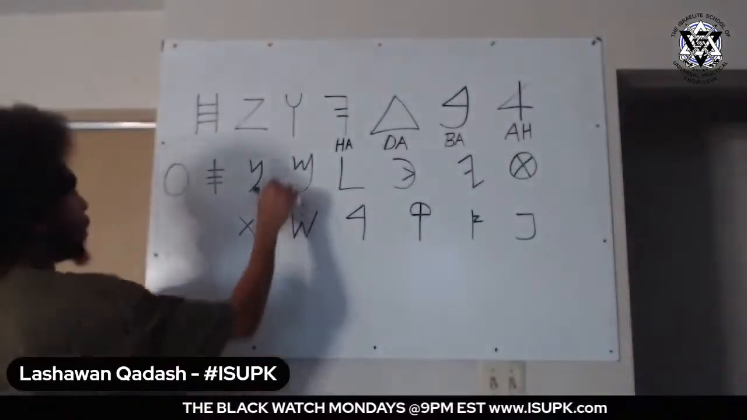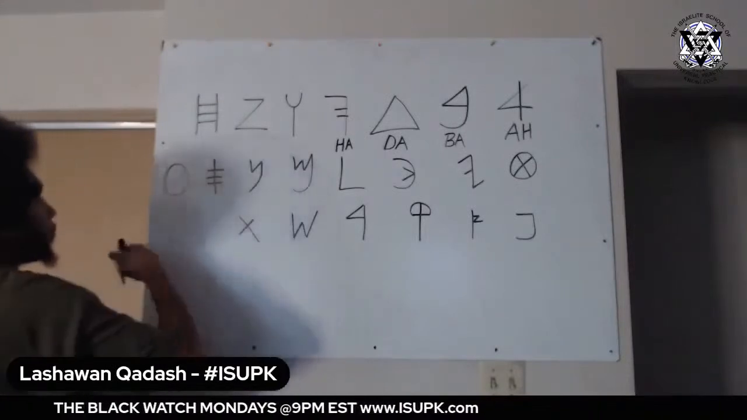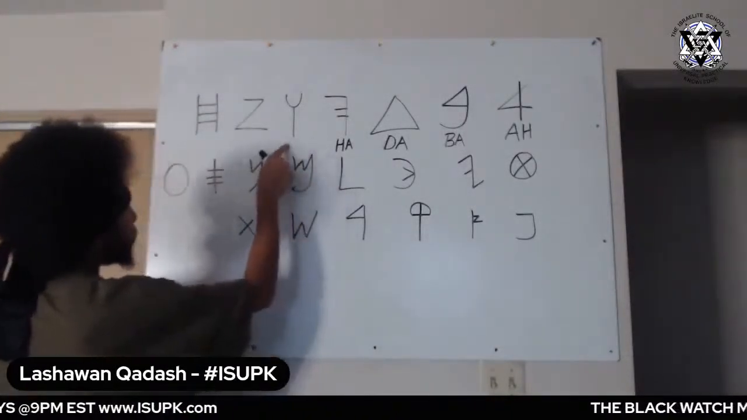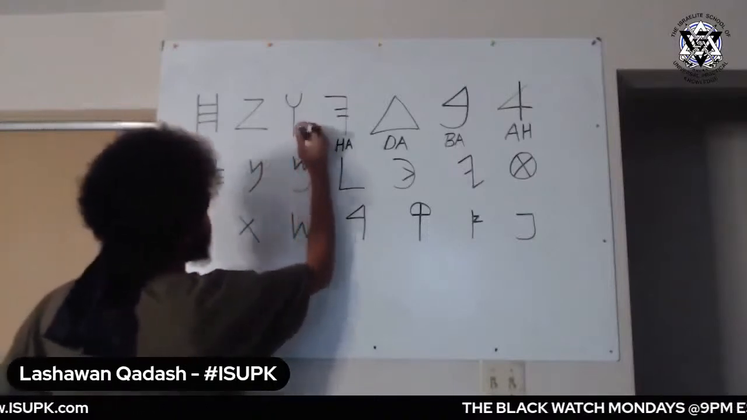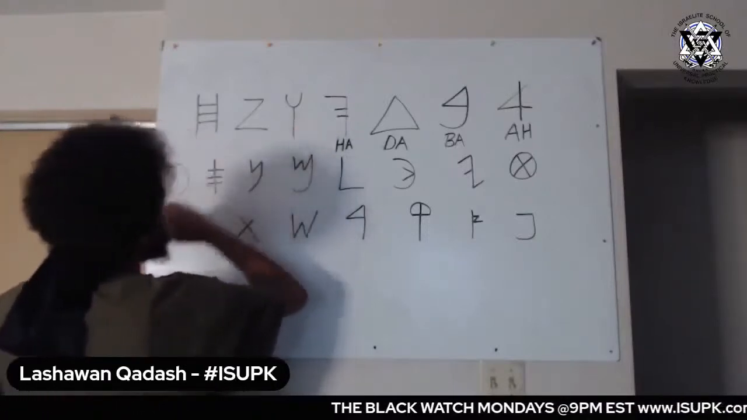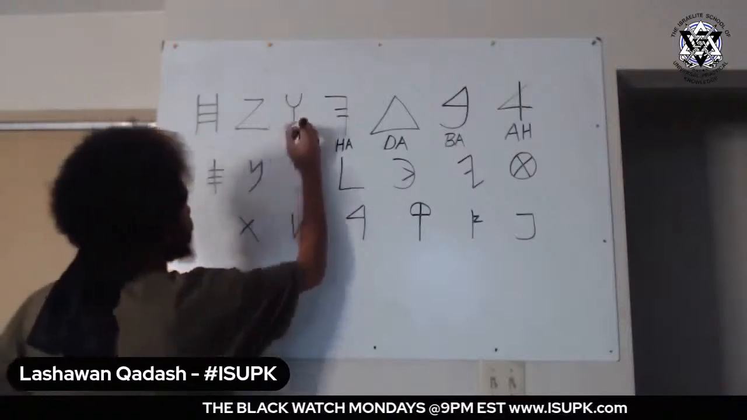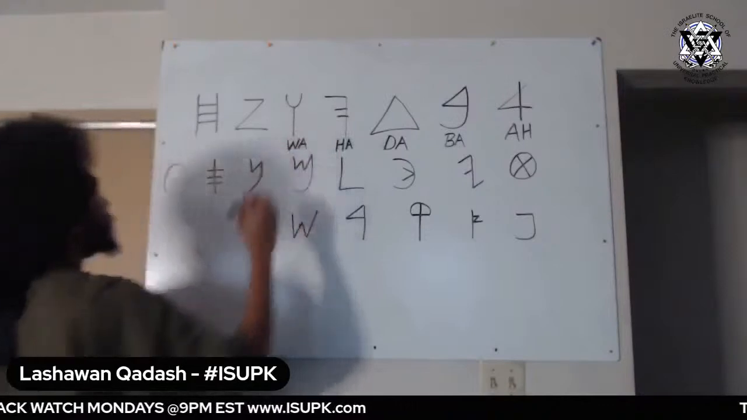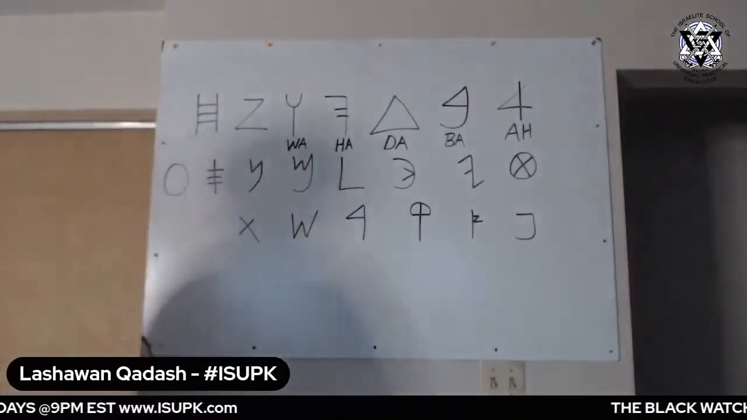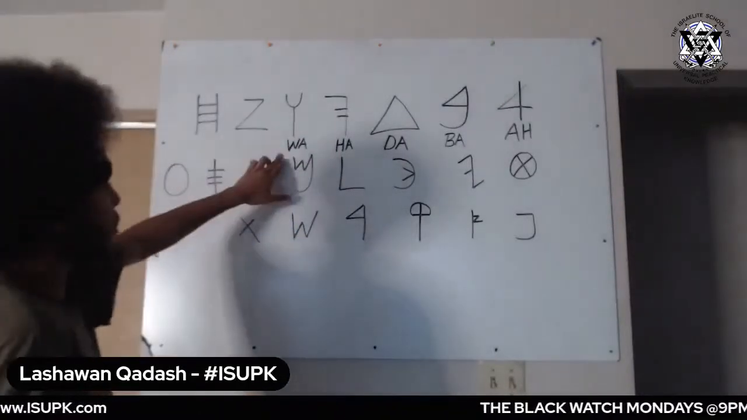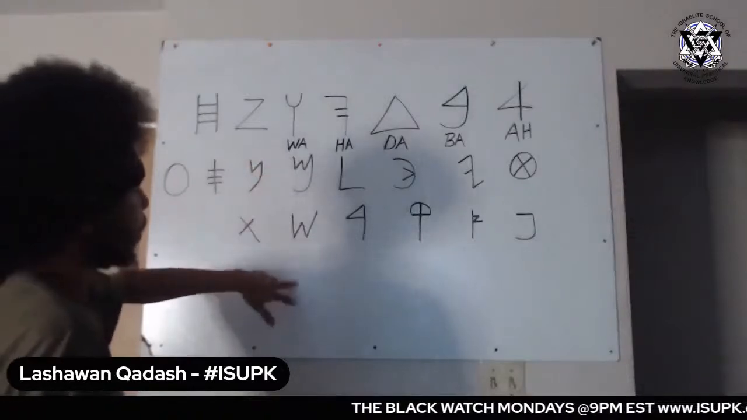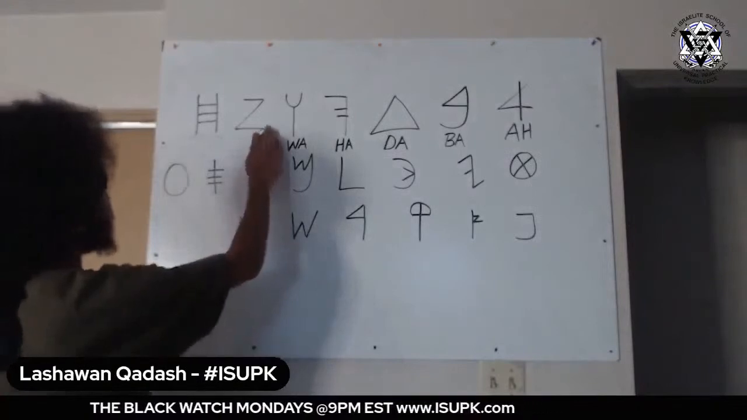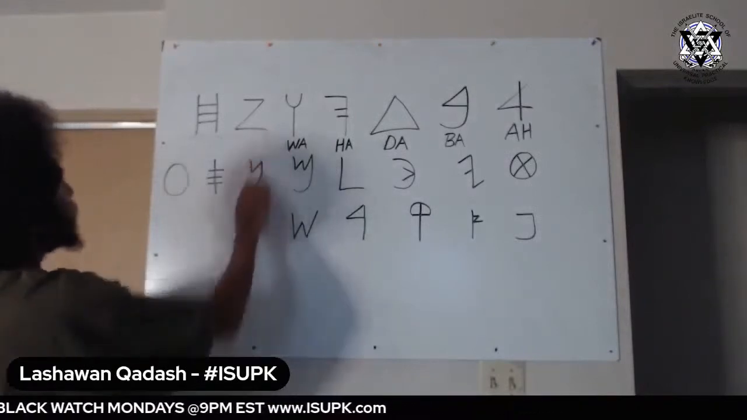Now we have wha, right? This right here that looks like a Y or otherwise like a little pitchfork. This is wha, W-A, wha. And by definition, wa actually means and, A-N-D, in Hebrew.